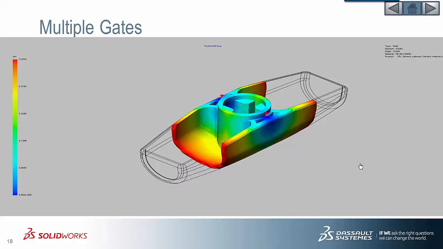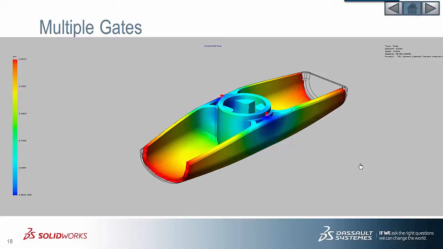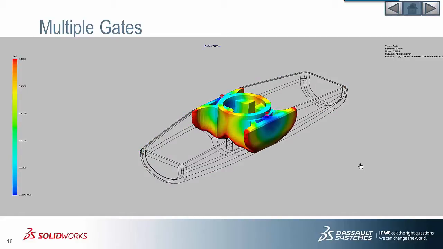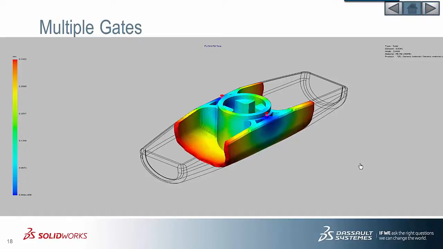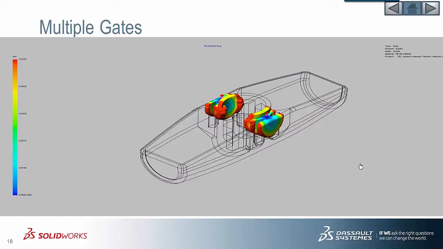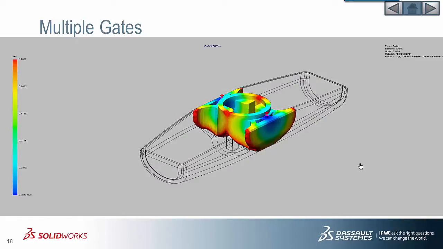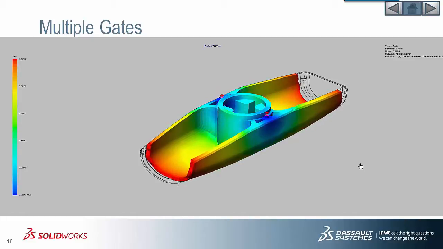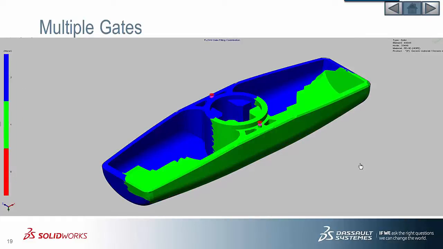We can also have multiple gates in our model. So here we have two gates, one on either side, and they're collectively filling up the cavity. There's no limit to how many gates we can have. It's just going to cost more to make the mold. Also, the more gates you have, the more you're forcing weld lines to exist, because by definition, the flow fronts have to meet.